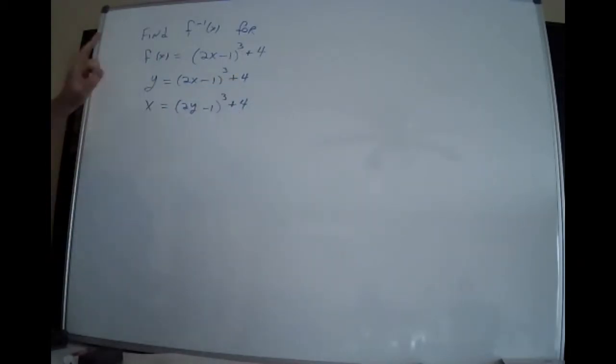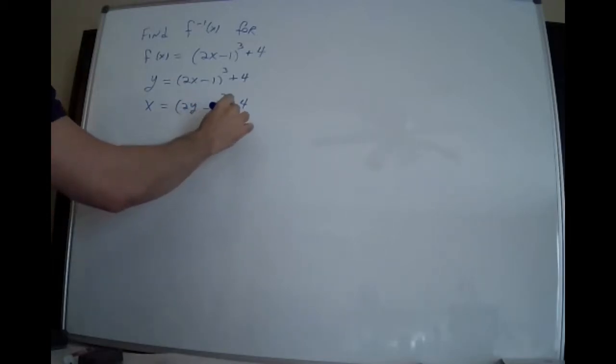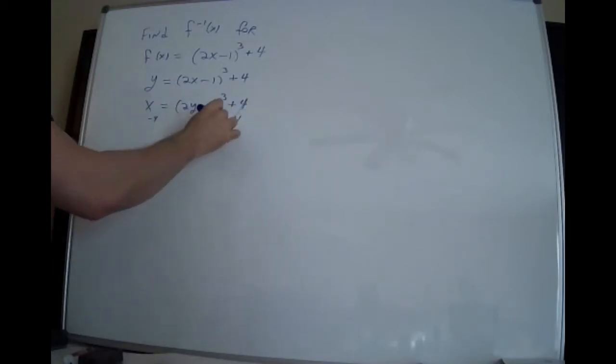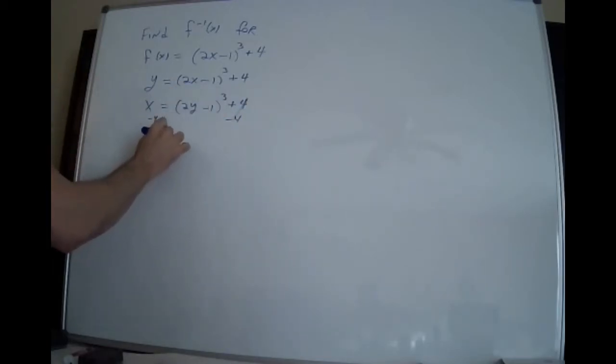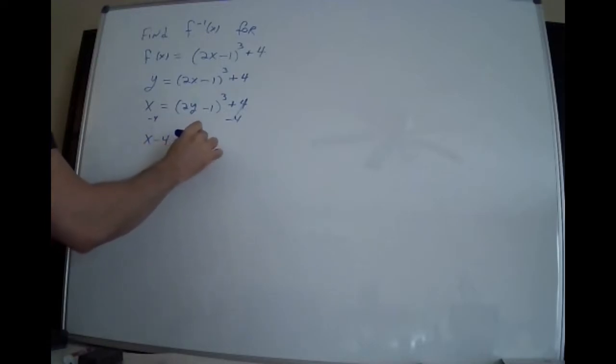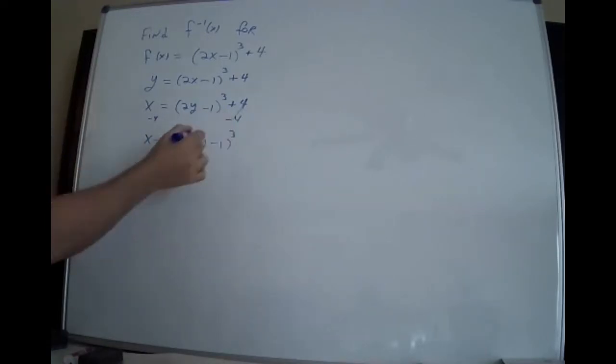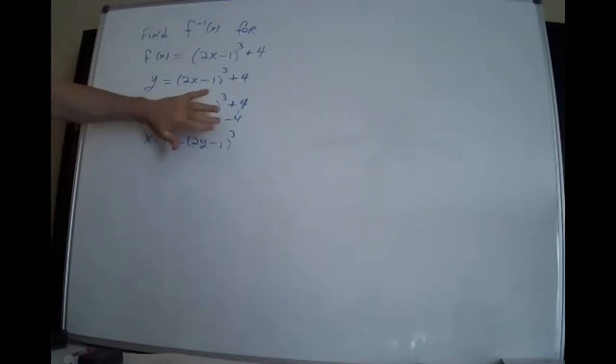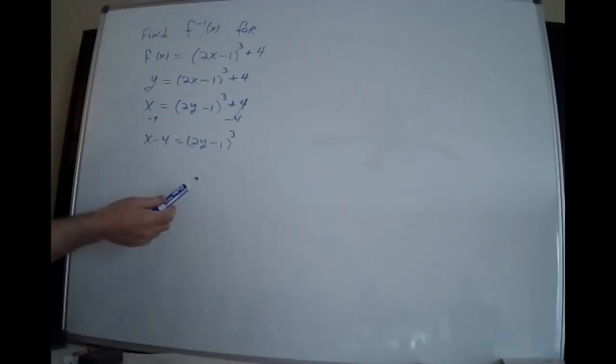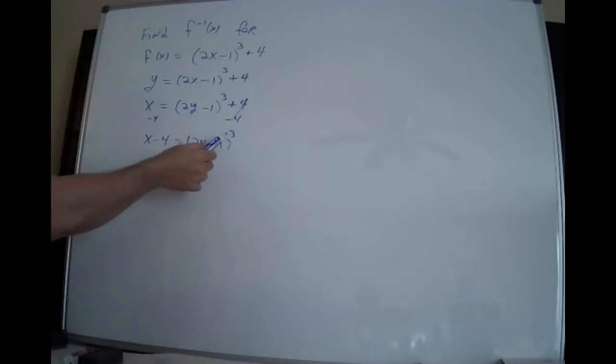Now you solve for y. So your first step is going to be subtract 4. That knocks that out. Now I have to get rid of the third power. So the opposite of powers is always a root. So that's why their exponents are fractions. So the opposite of third, which is cube, is cube root. So you do the cube root of both sides.